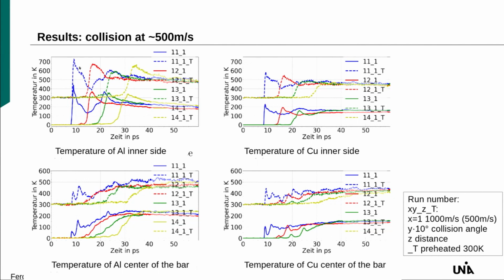And then you get a very sudden increase in temperature here on the aluminum side, less pronounced on the copper side. The dashed line is for the preheated sample. The solid line is for the initially cold sample. So these are MD simulations? I think so. Otherwise, I mean, it makes no sense. Remove all the temperature. Right.